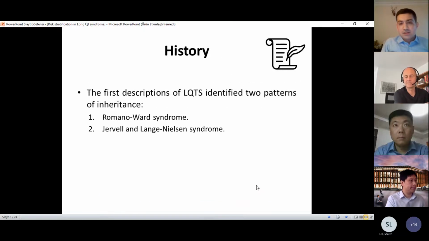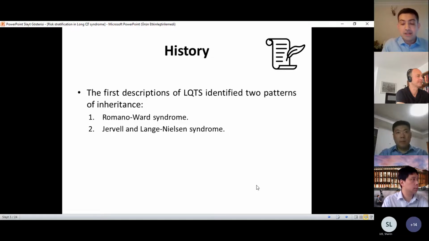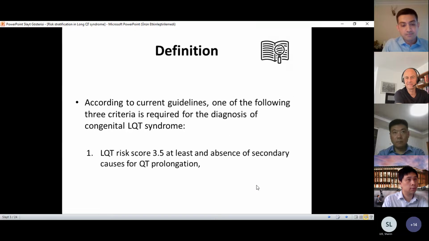The first descriptions of long QT syndrome identified two patterns of inheritance. First, the more common autosomal dominant variant, Romano-Ward syndrome. The second one, the rare and severe autosomal recessive variant, Jervell and Lange-Nielsen syndrome, which is accompanied by congenital deafness.